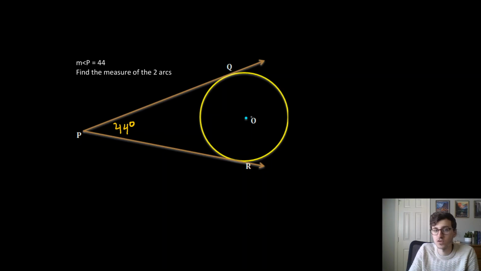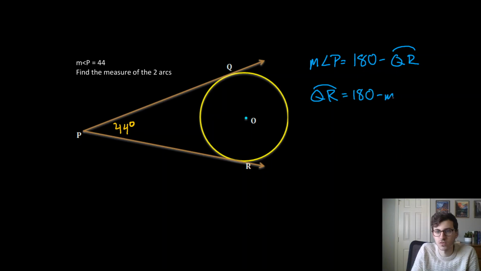that because this is two tangent lines, for a tangent angle, the measure of angle P is equal to 180 minus QR, right? Minus the small arc, supplementary with the small arc. That's the measure of angle P. So, we could just flip that around and say that QR is equal to 180 minus the measure of angle P. So QR then is equal to 180 minus 44, or 136 degrees.